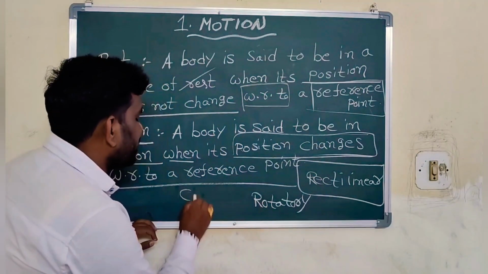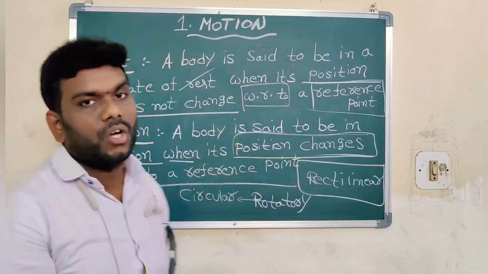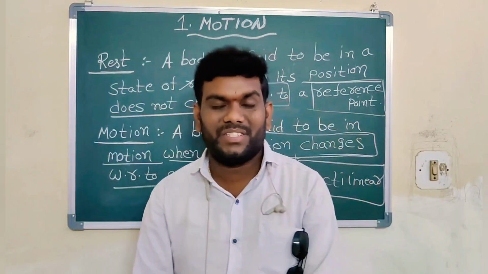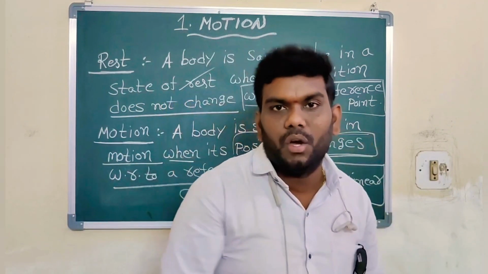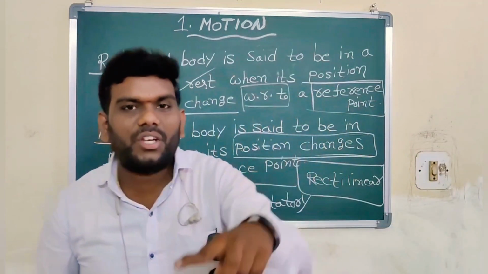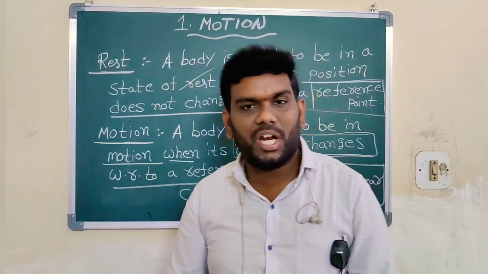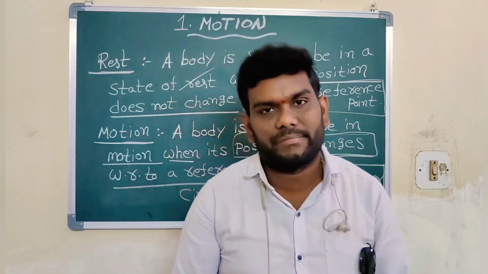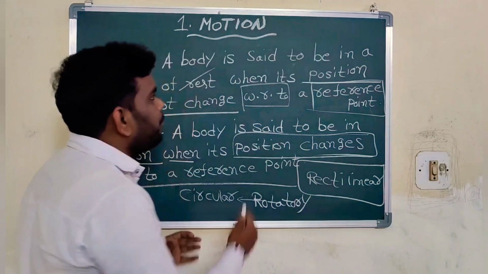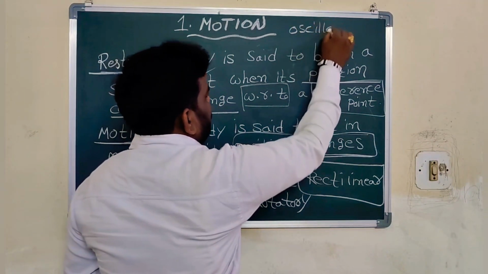Yeah, and the next one is circular motion. Actually, it is a part of rotatory motion. Circular motion, position changes, it keeps turning like this. For example, a giant wheel in an exhibition, that is called circular motion. And a very, very important motion is oscillatory motion.